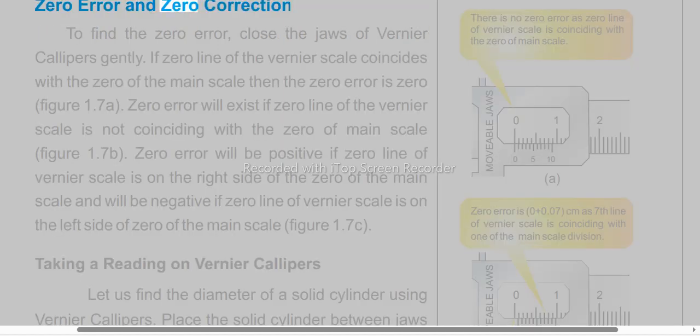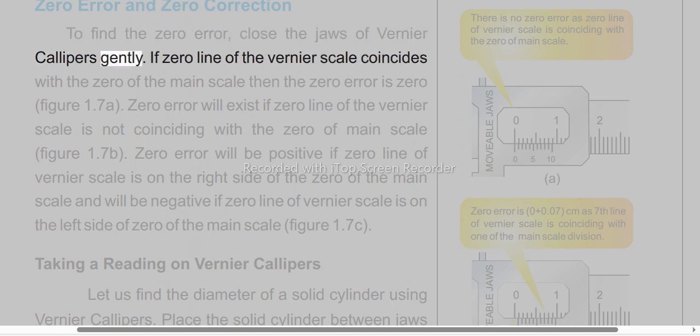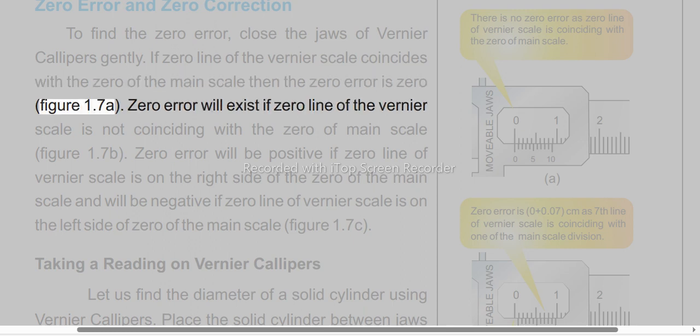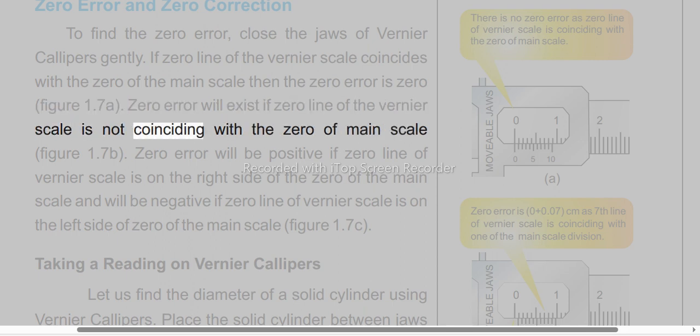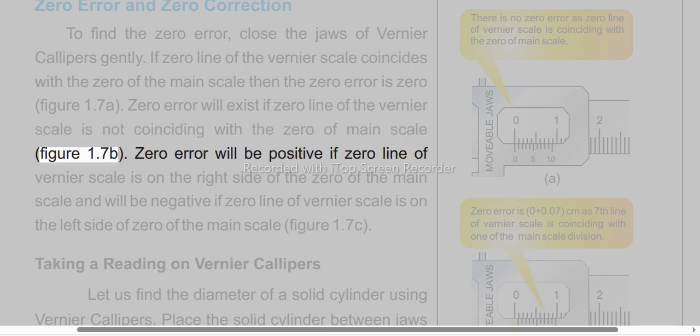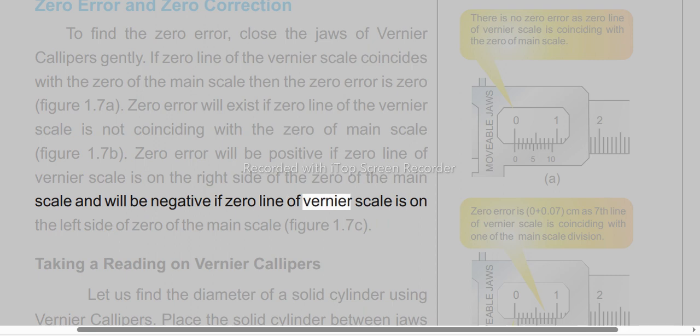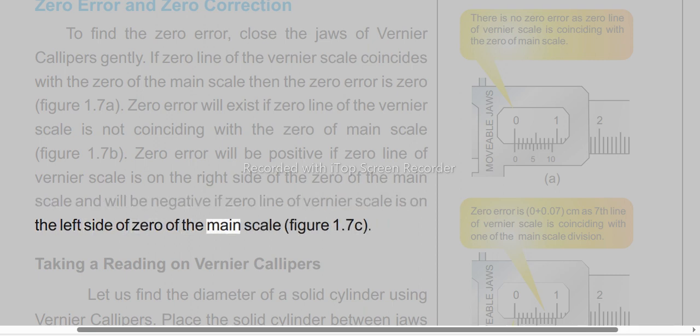Zero error and zero correction. To find the zero error, close the jaws of vernier calipers gently. If zero line of the vernier scale coincides with the zero of the main scale, then the zero error is 0, figure 1.7a. Zero error will exist if zero line of the vernier scale is not coinciding with the zero of main scale, figure 1.7b. Zero error will be positive if zero line of vernier scale is on the right side of the zero of the main scale, and will be negative if zero line of vernier scale is on the left side of zero of the main scale, figure 1.7c.